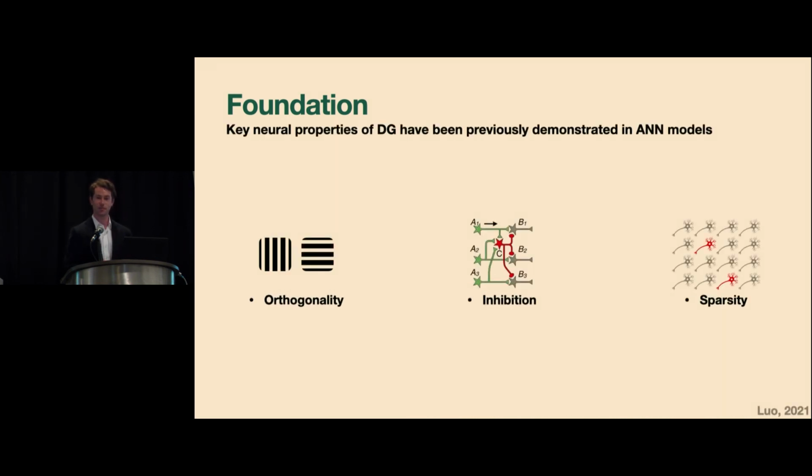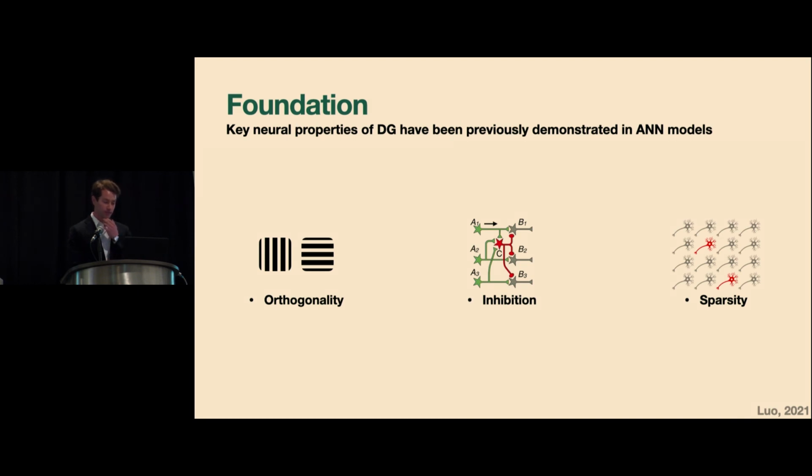Orthogonality in the sense that patterns that are input to the dentate adopt an increasingly decorrelated form as represented in the dentate's neural code. Inhibition, as the dentate gyrus features a large proportion of inhibitory interneurons, and as a related point, sparsity, as a small proportion of dentate neurons are active at any given moment.